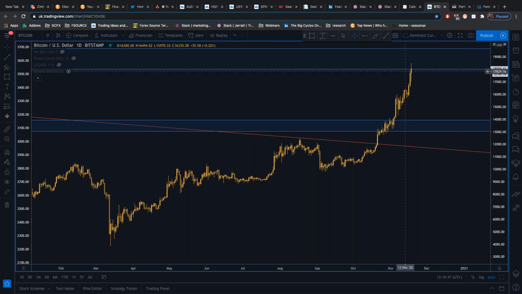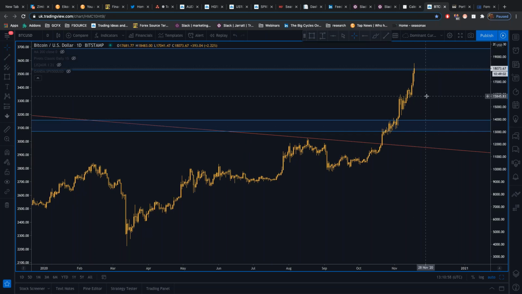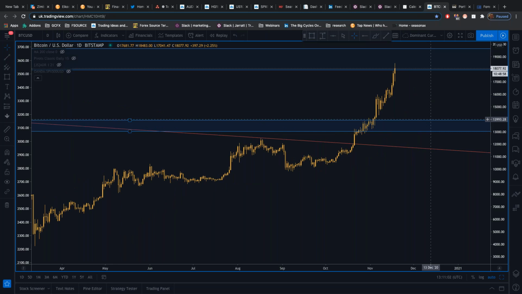Otherwise, where would you enter? Like 17,000, 16,000, then where would you put your stop? 12,000, 10,000. It's tricky. It's too big for me. So a deep pullback to 14,000, maybe I'd consider getting in. But aside from that, just look for a trend line break.